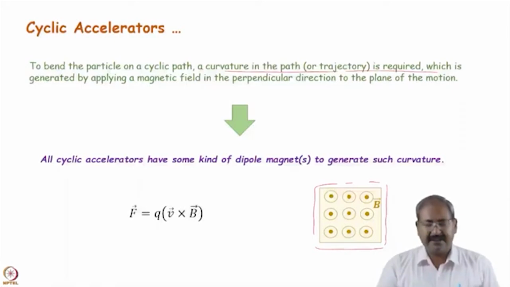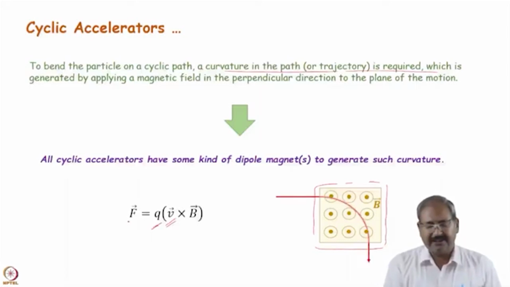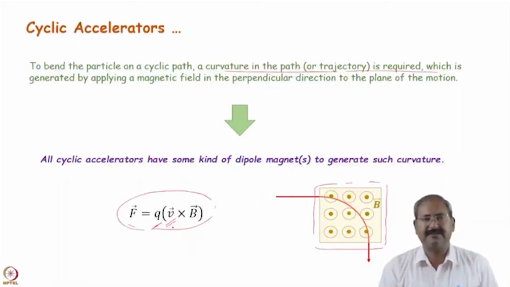Now when a particle of charge q having a speed v is passing through this field, it will feel a force given by this expression, F equals qv cross B. Because this force is a cross product of two vectors v and B, the force will be in the perpendicular direction to both vectors, meaning perpendicular to the plane formed by the velocity vector and the magnetic field vector.